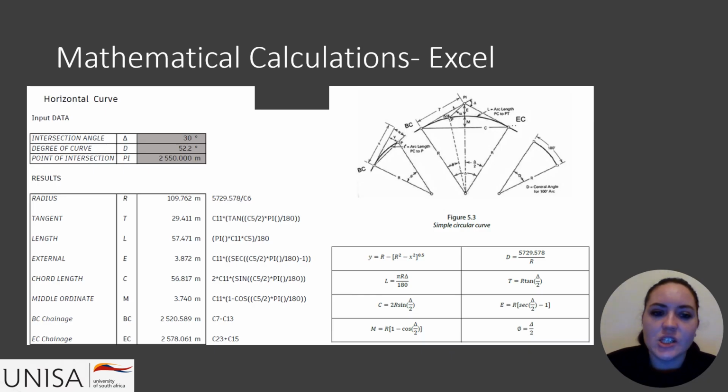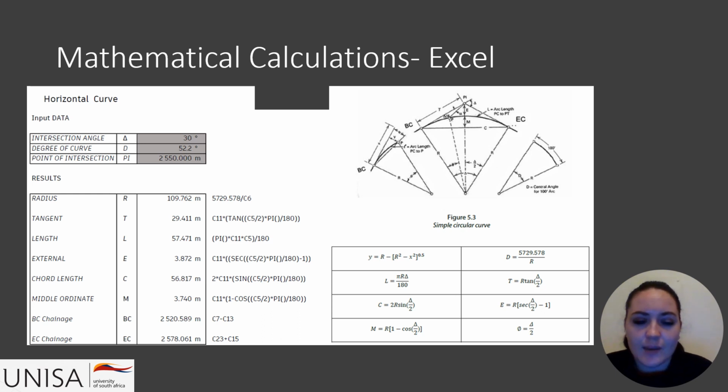For the Excel calculations, I used point of intersection 9. It had an easier curve, as explained later on in the video. So the input data required would be the intersection angle, the degree of curvature, as well as the point of intersection. So at this point of intersection, it is 2,550 meters. So the output result would be the radius, and all the formulas are given on the right-hand side there of how it formulates in Excel, so that any future values that are changed will be automatically generated.